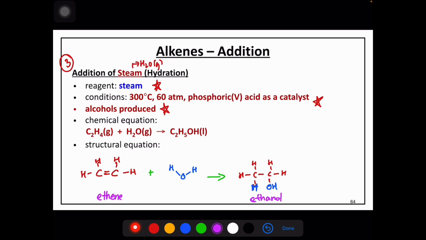So these are the three main addition reactions that you must take note of. From addition of hydrogen, to the addition of bromine, in terms of a color change as well, to the addition of steam. Just these three, right? But the concept is the same. The double bond must break and then it accepts the new atoms.